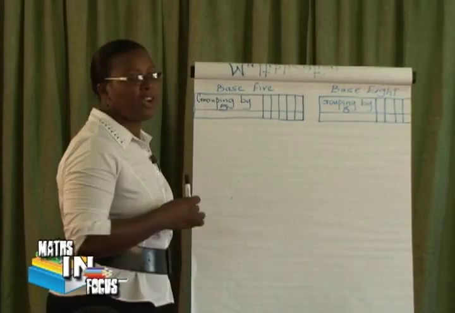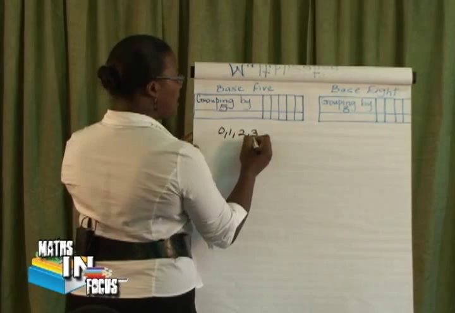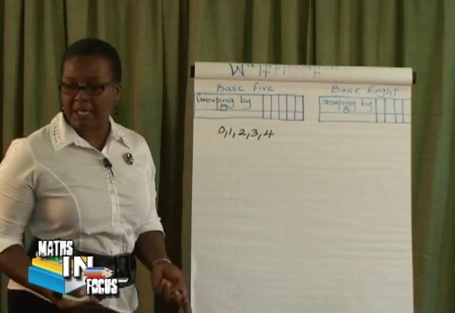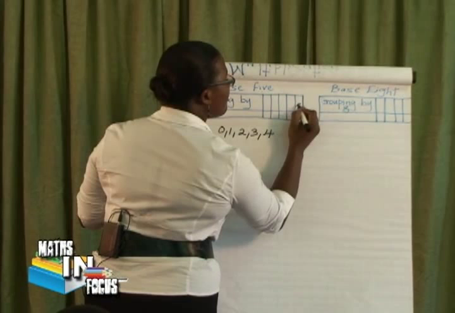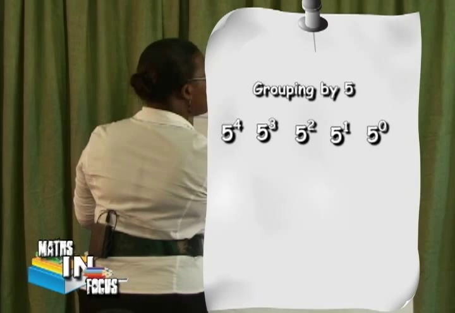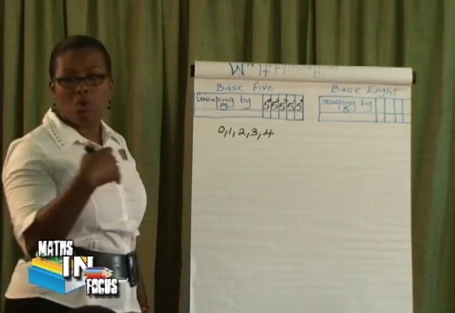8. How many numbers are used in the base 5 system, Quincy? 5. And what are they, Maritza? 0, 1, 2, 3, and 4. And again, the same pattern. Since 5 is in charge, we group by 5. 5 to the 0, 5 to the 1st, 5 to the 2nd, 5 to the 3rd, 5 to the 4th, and we can go on and on.